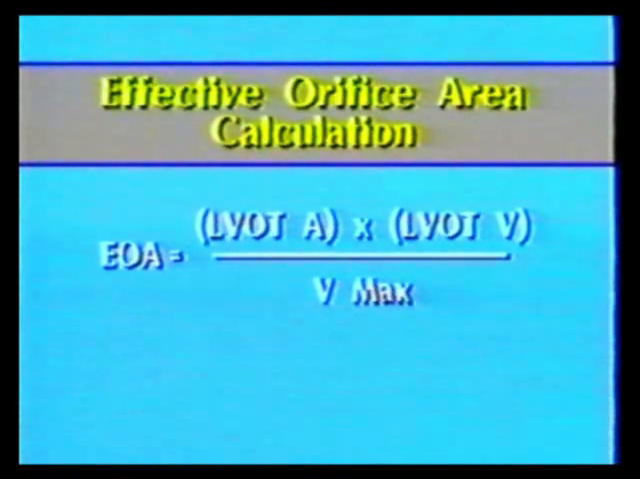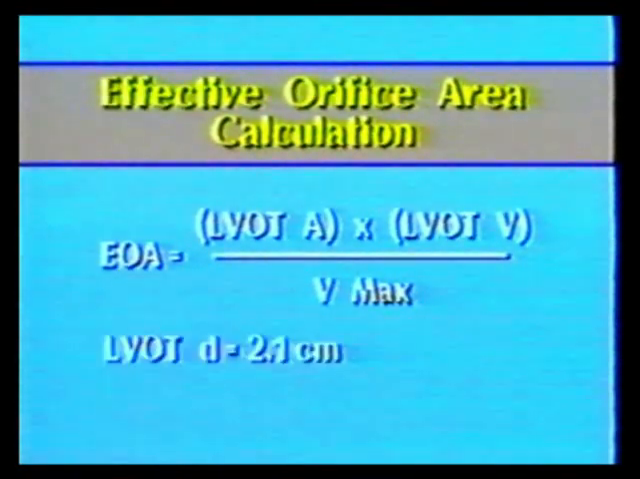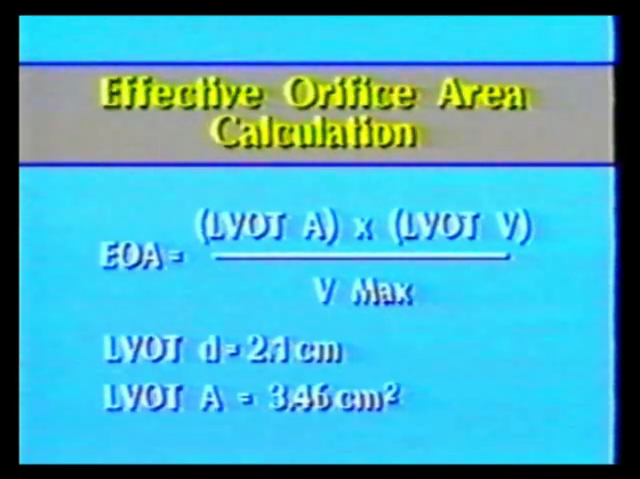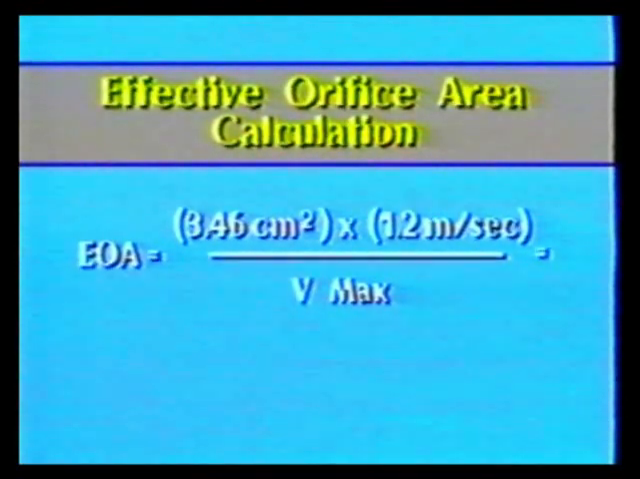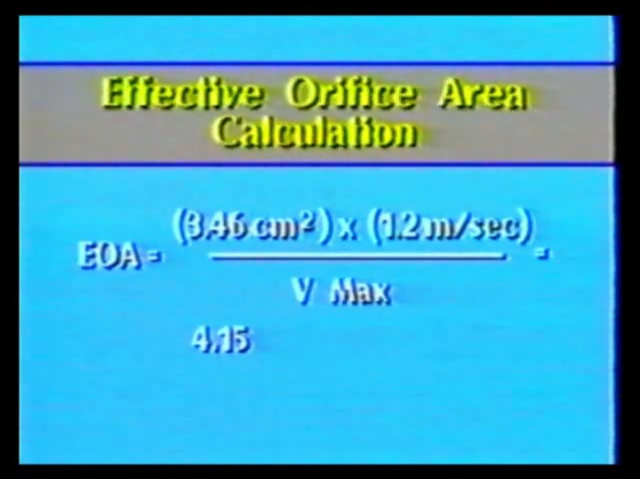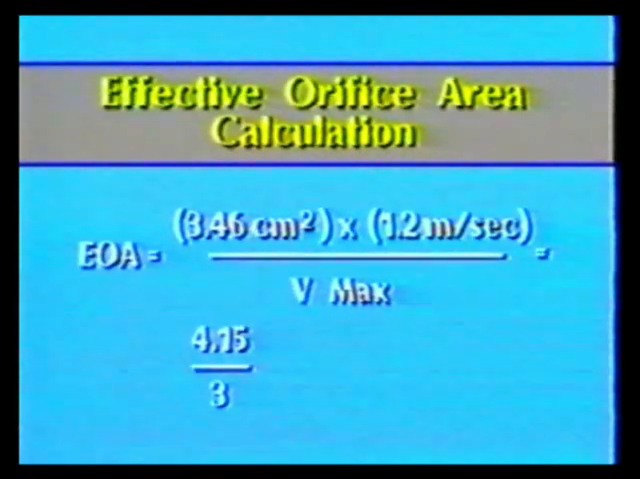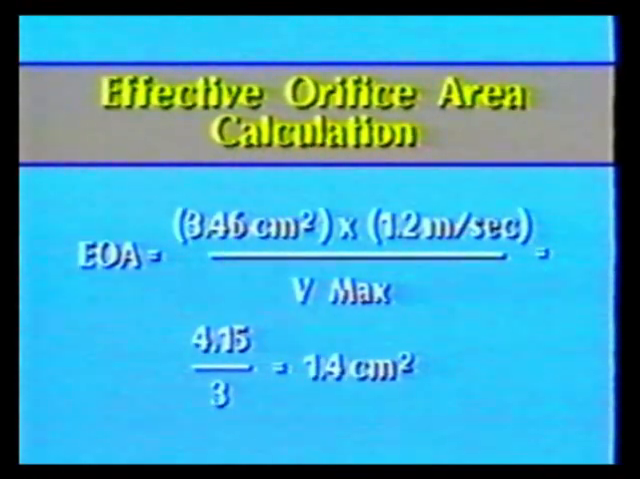For our patient with the Carpentier-Edwards aortic prosthesis, the LVOT diameter was 2.1 centimeters, which yields an LVOT area of 3.46 square centimeters. We multiply this times the LVOT velocity, 1.2 meters per second, to complete the numerator of our valve area calculation, 4.15. This is divided by the maximum velocity across the prosthesis, 3 meters per second, to yield the effective orifice area, 1.4 square centimeters.